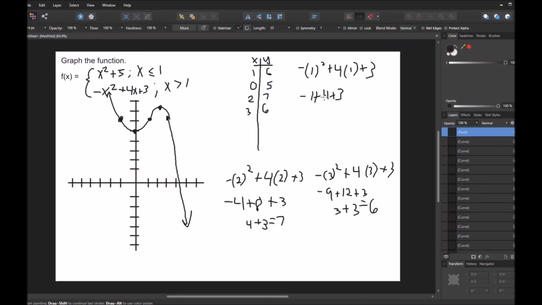Negative 1 plus 4 is 3, and 3 plus 3 is 6. So we can do an open circle around 6 here to make sure that this equation to the right contains every value up to but not including 1, or it includes every value greater than but not equal to 1. So that's how you do that one.